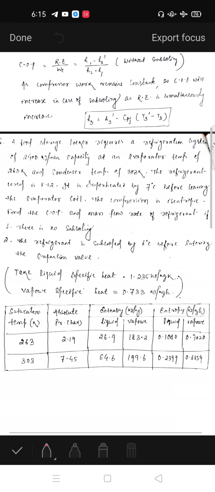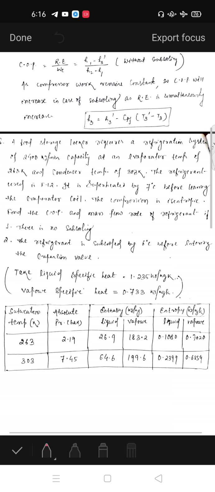There are two cases. First, you have to solve the problem taking the case that there is no subcooling. The second case is a subcooling case, where the refrigerant is subcooled by 6 degrees centigrade before entering the expansion valve. The data given are the liquid specific heat CPF of 1.235 kilojoule per kg Kelvin, and the vapor specific heat of 0.733 kilojoule per kg Kelvin.